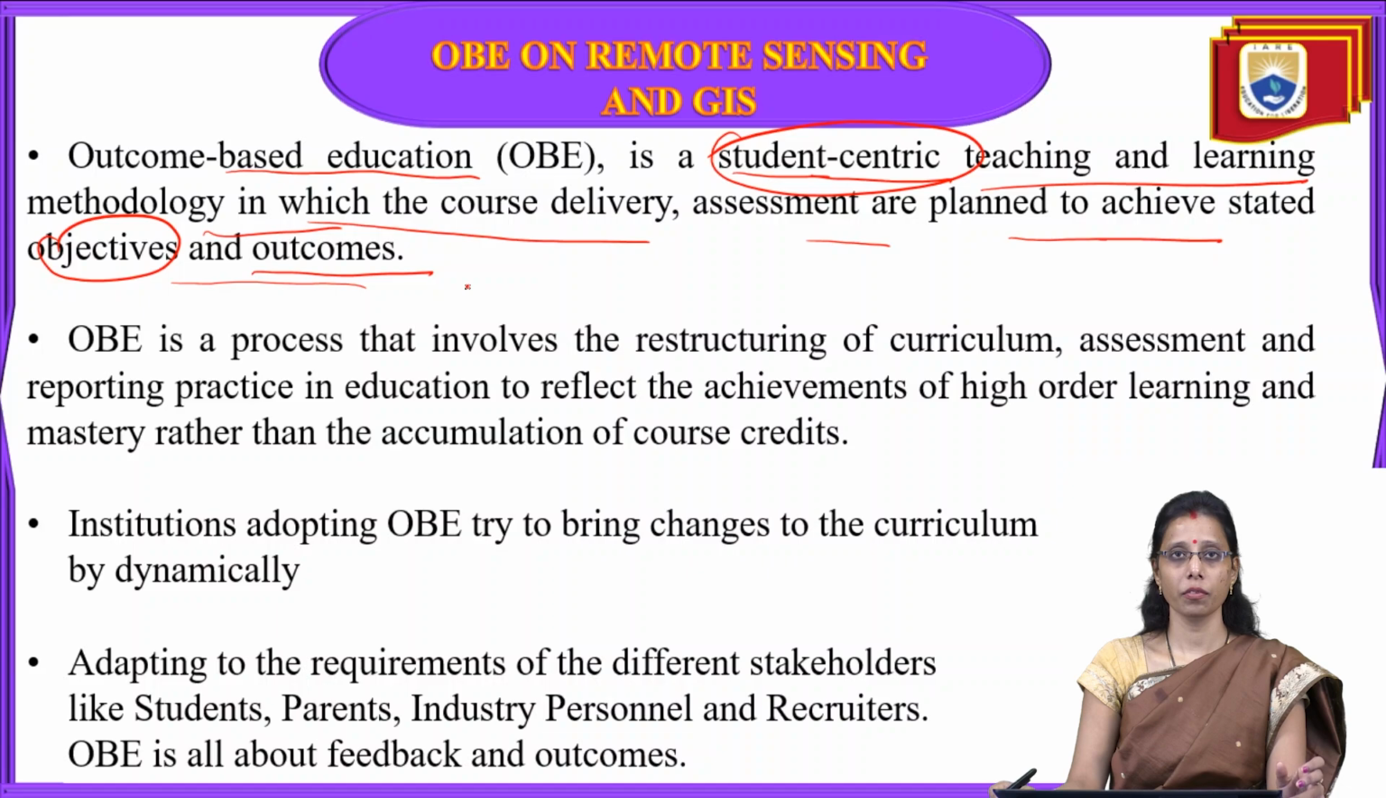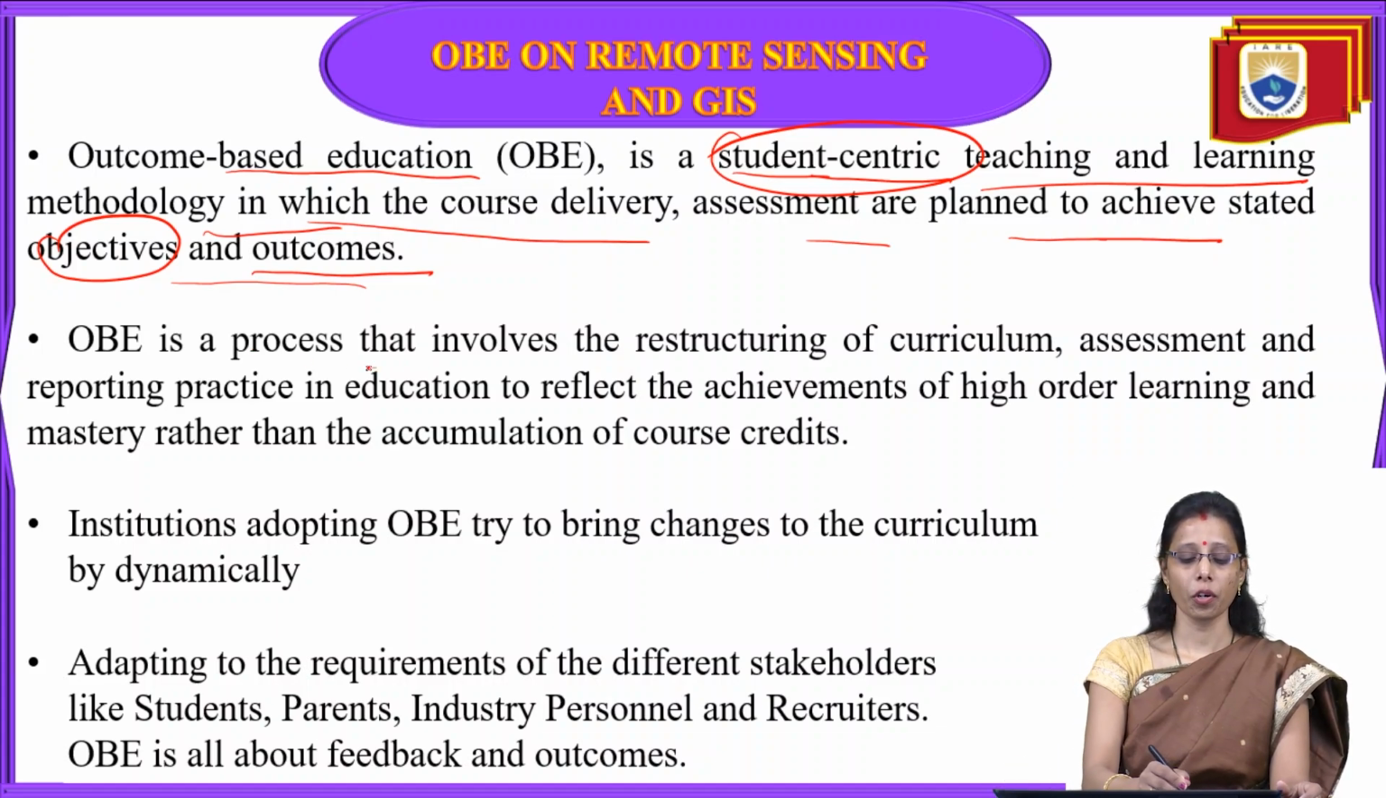First of all, there will be 4 to 5 objectives. Along with that, what are the outcomes of that course? How will the course give the outcome to the student? That is what we have to see in the outcome-based education system.